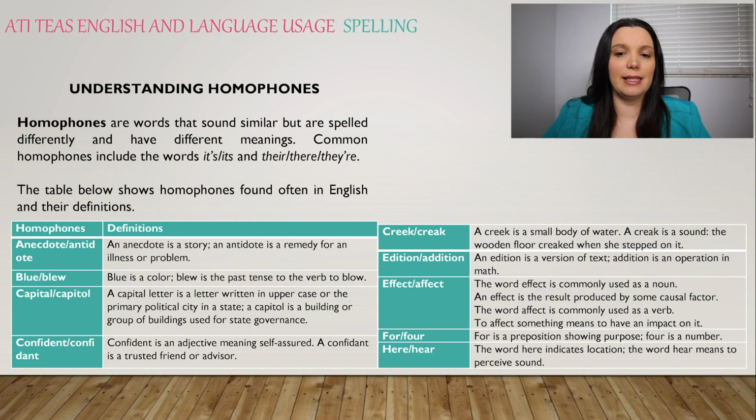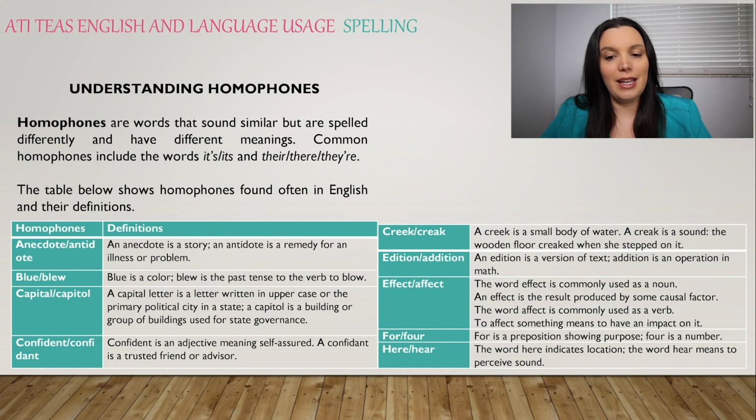Homophones are words that sound similar but are spelled differently and have different meanings. Common homophones include the words its and it's, and their and theirs. The table below shows homophones found often in the English dictionary and their definitions. Anecdote and antidote: an anecdote is a story, and an antidote is a remedy for an illness or problem. Blew and blue: blue is a color, and blew is the past tense of the verb to blow. Capital: a capital letter is a letter written in uppercase, or the primary political city in a state.